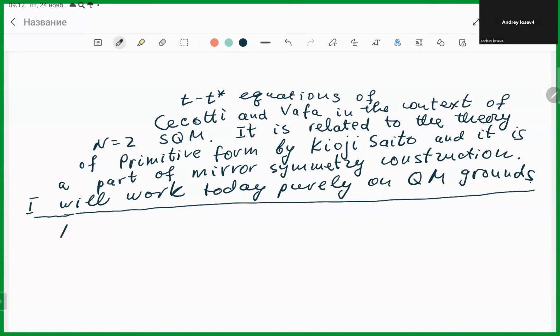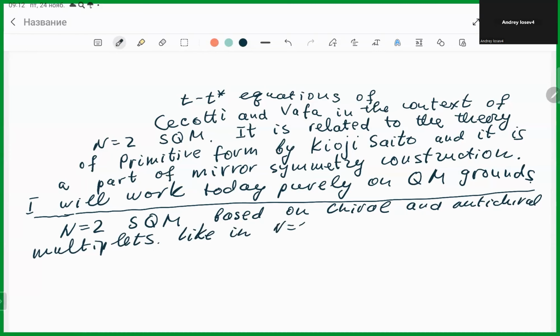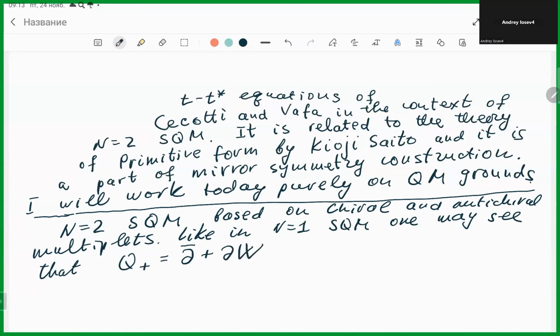So last time we studied N equals 2 supersymmetric quantum mechanics. It was based on chiral and anti-chiral multiplets. Like in N equals 1 supersymmetric quantum mechanics, one may see that the operator Q plus could be written as d bar plus dW, and Q minus was d plus d bar W bar. I don't want to repeat what I have done for N equals 1; all considerations are similar.